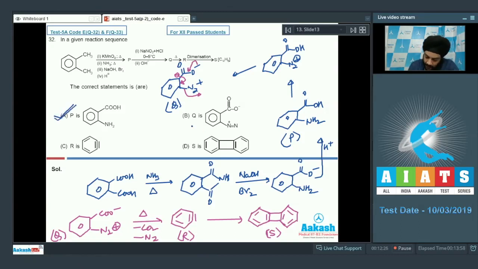If you look at the structure of Q, we have the structure of Q as this. This is also correct, students. If you look at R, R was benzene. And if you look at S, S was produced by the dimerization of benzene. So this option is also correct, students. So for question number 32, we have to select all of the options A, B, C and D as correct answer. Let us look at the next question.